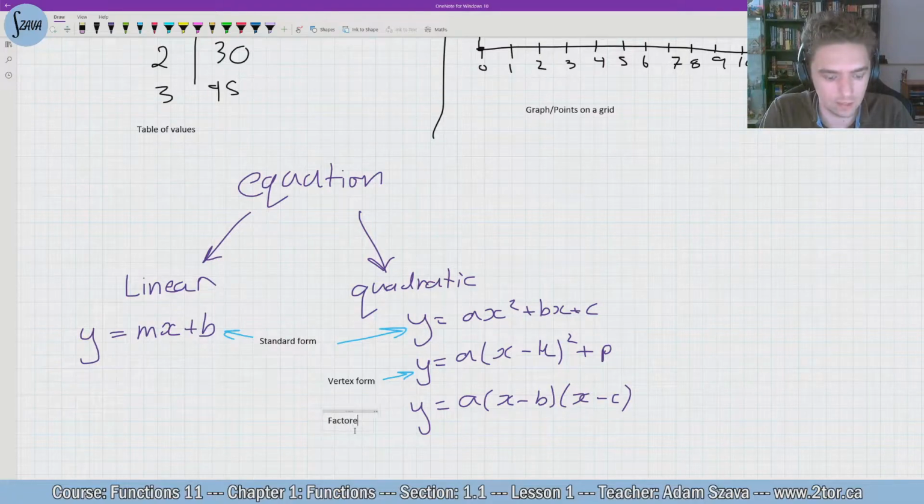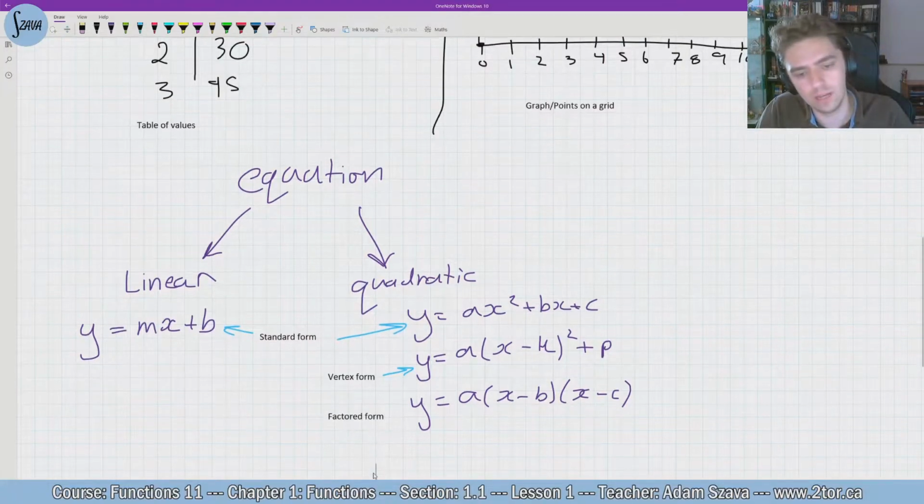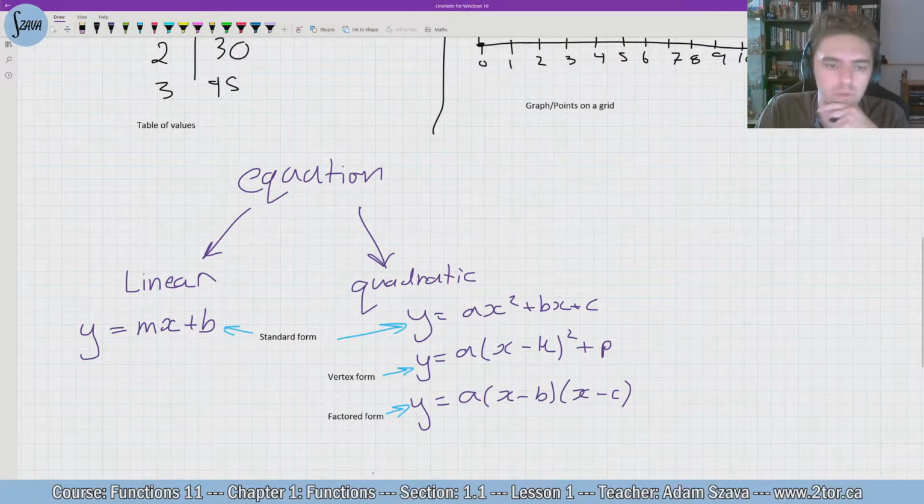And this is factored form, right? That's called factored form. So again, if you have trouble with this, if you don't remember this, we do a huge review in this unit. Pretty much everything except the first 2 lessons in this unit is about quadratics.